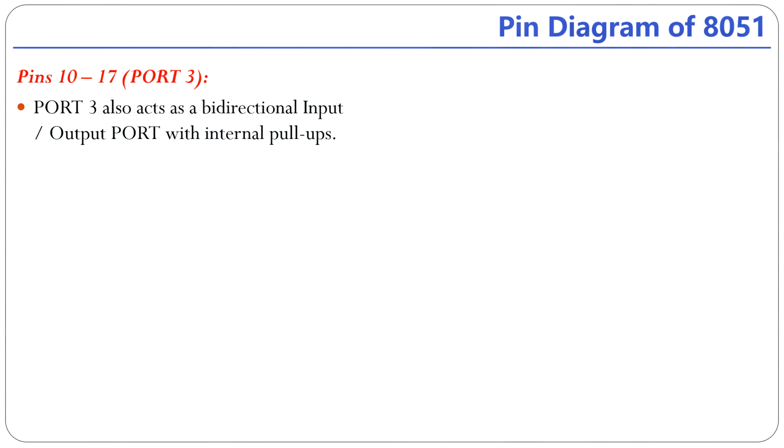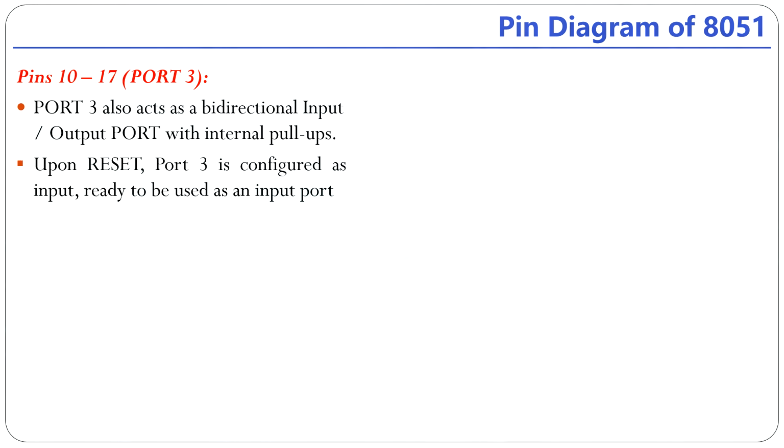Port 3 acts as a bidirectional input-output port with internal pull-up resistors. That means it does not require any external pull-up resistor to be configured as an input or output port. And upon reset, port 3 is configured as input. That means it is readily available for use as an input port.